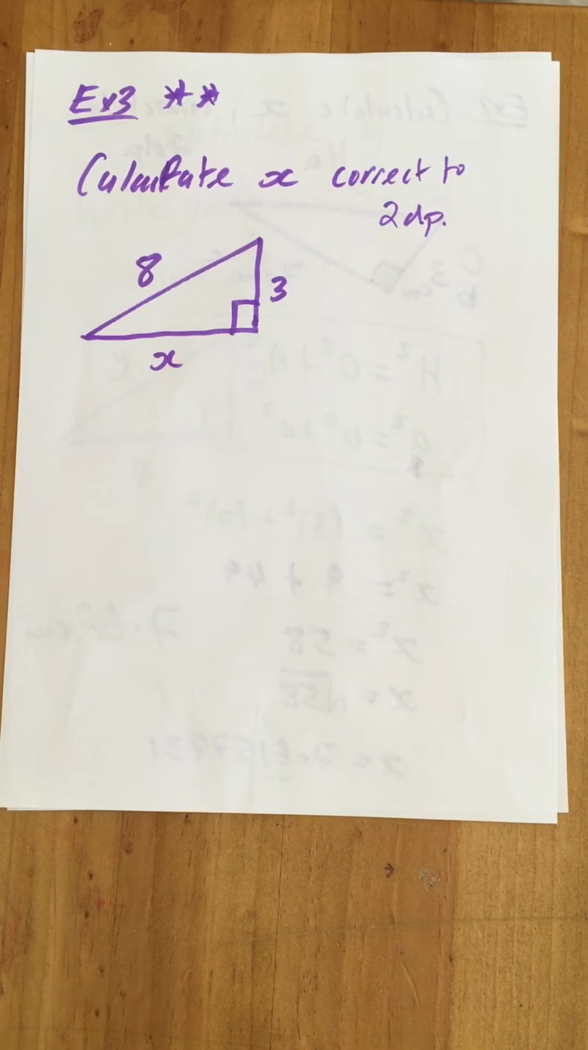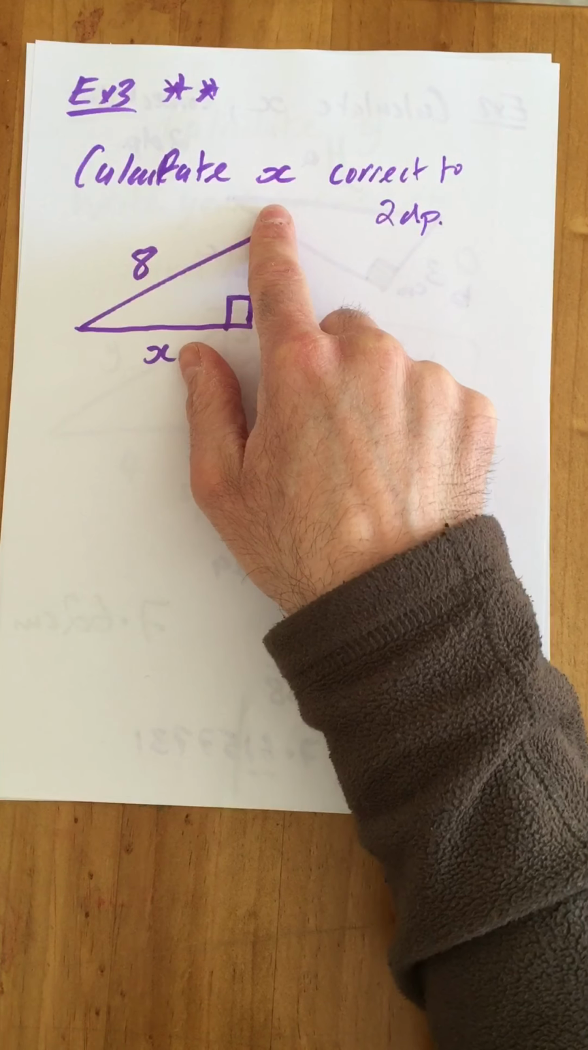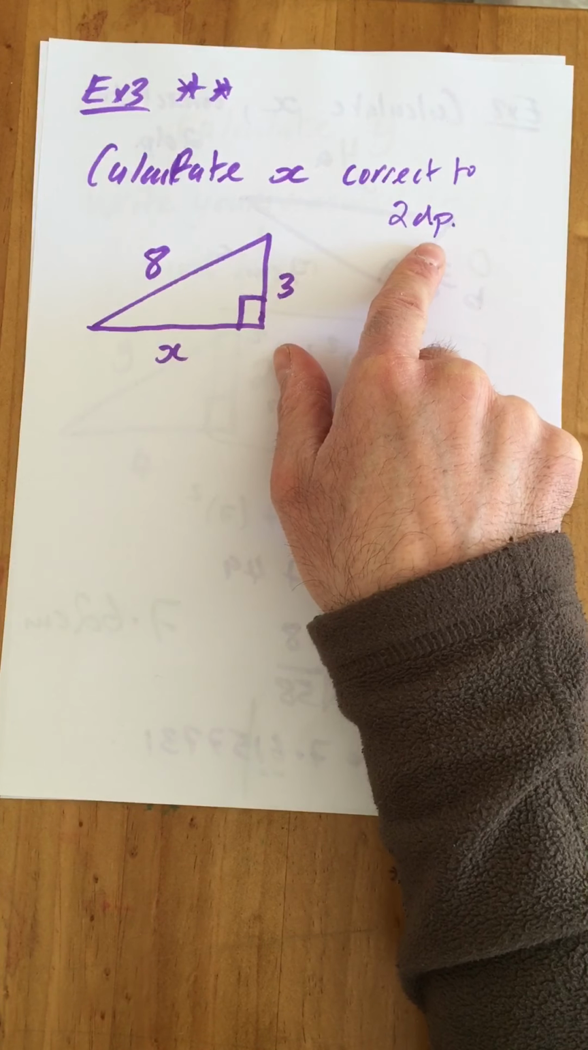Here is a third example of using Pythagoras' Theorem. In this question, I put some stars beside it. It's what I call a backwards question, and you'll see why I call it a backwards question shortly. Our job is to calculate x correct to two decimal places.